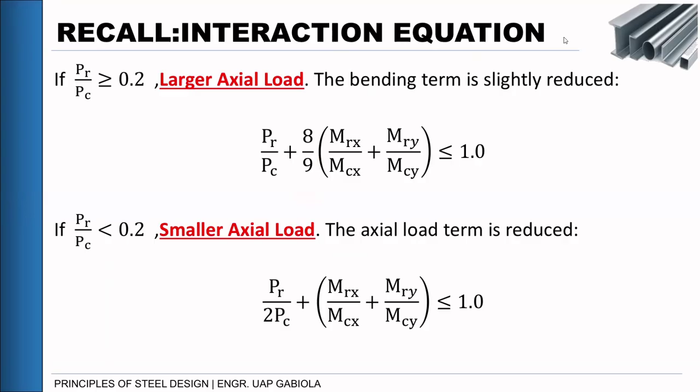When the ratio of our compression strength is less than 0.2, we say that it has smaller axial load. When this happens, our compression term is halved, and then we utilize the full bending strength. So when this equation is satisfied, we suggest that the section is adequate to support the given loading, whether it performs as a beam or as a column in our frame.